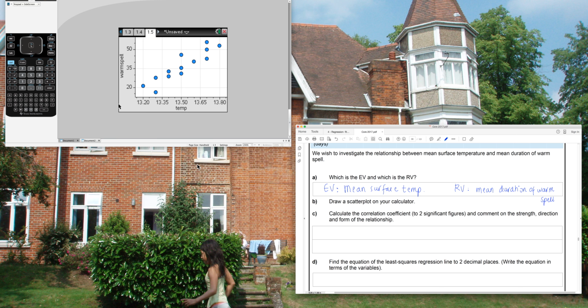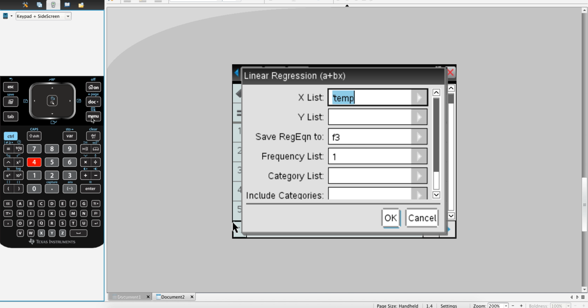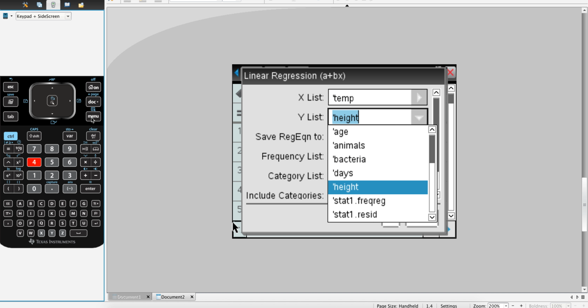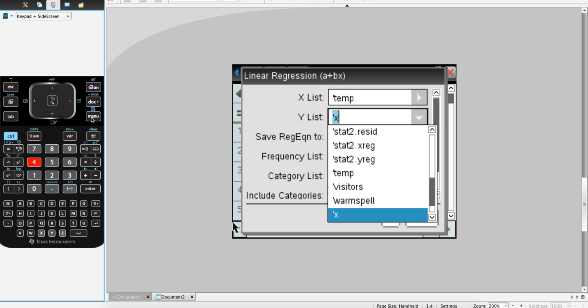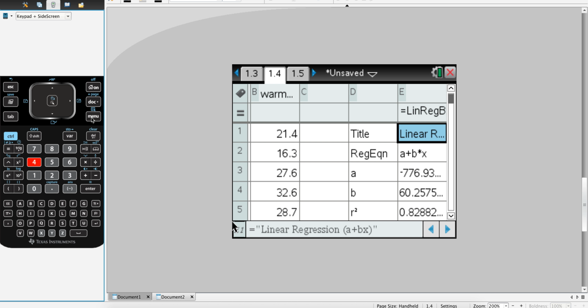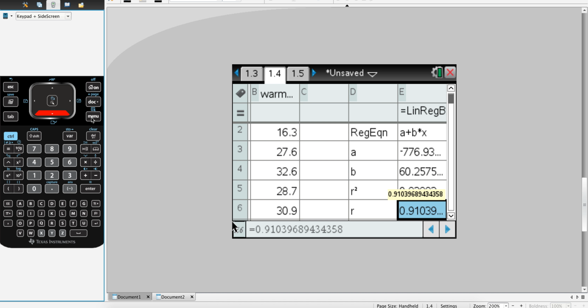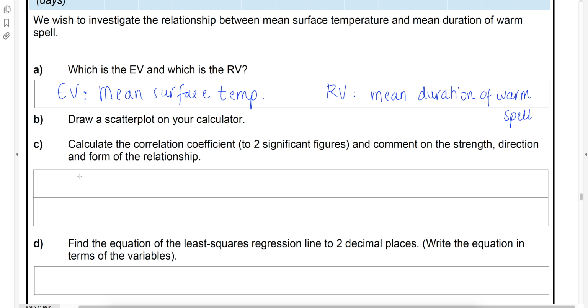So I'll go back to this page here and we'll do our menu, 4, 1 and 4. In the X list, of course, we are going to put the temperature. I'm going to have to scroll all the way down. There it is. And in the Y list, it was duration of warm spell, which I called warm spell. There we go. All right, R value. There it is there, 0.91 to two significant figures. R equals 0.91.